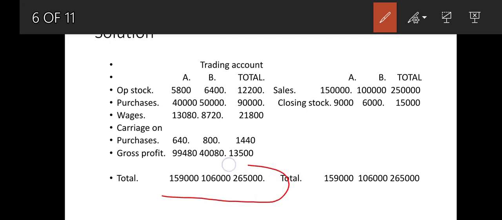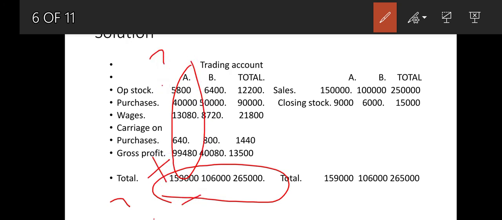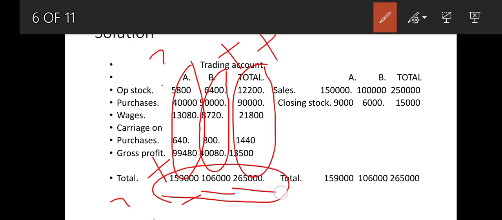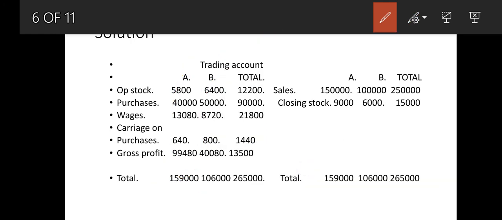Now there is no total, we didn't calculate it, so simply just add the whole row and we will get 159,000. Add the second whole row and you will get 1,06,000. Add the third row and you will get 2,65,000.